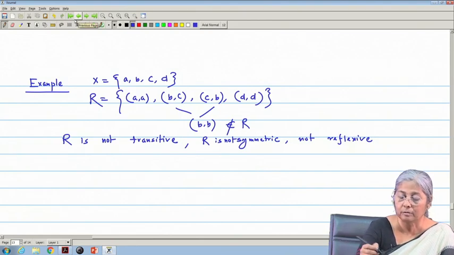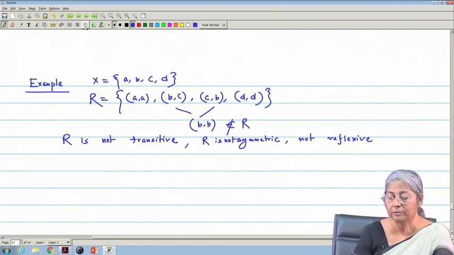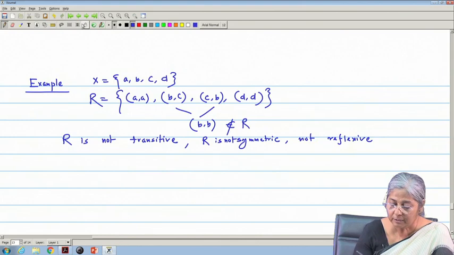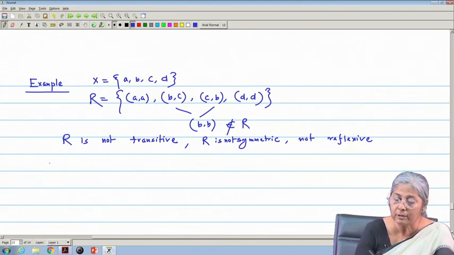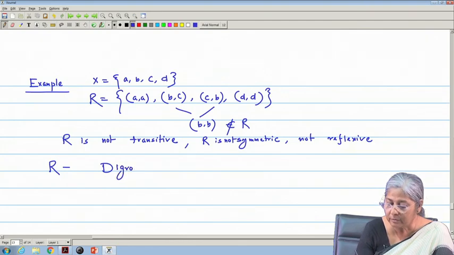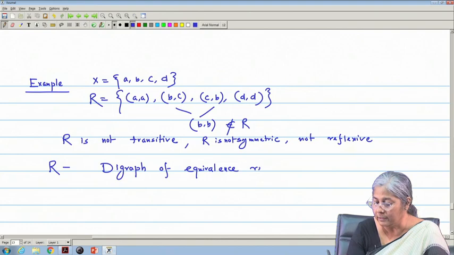Before we go to that, other properties, one property of that equivalence relation, when we see the digraph, we must see that thing. Say R is an equivalence relation, and if I draw the digraph of R, the digraph of equivalence relation R.